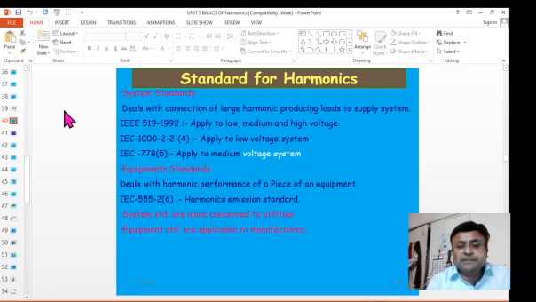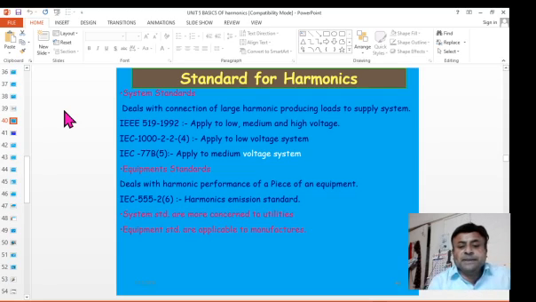System standards deal with the connection of large harmonic producing loads to the supply system. IEEE 519 1992, as we have studied earlier, applies to low, medium and high voltage. IEC 1000-2-2-4 applies to low voltage systems, like LT systems having lower voltages like 430 volts or 220 volts.